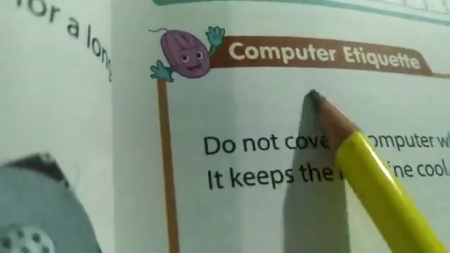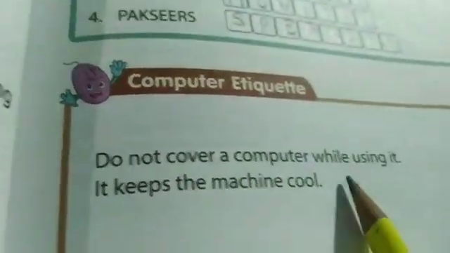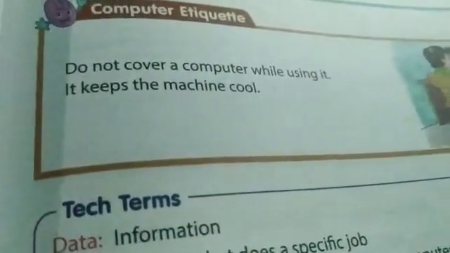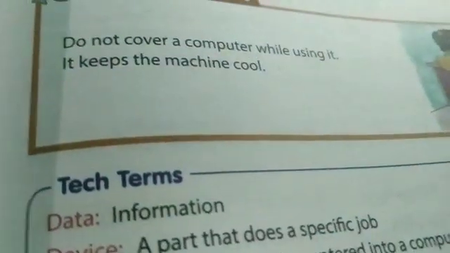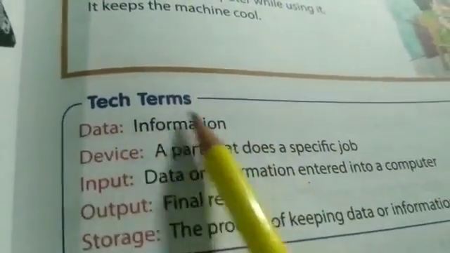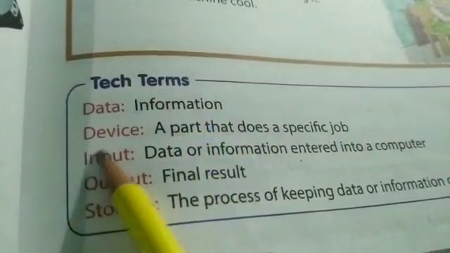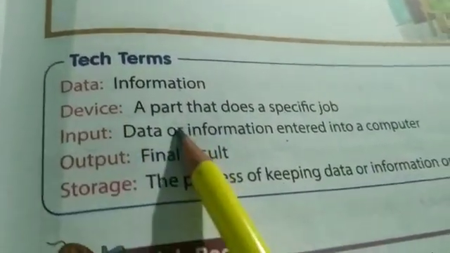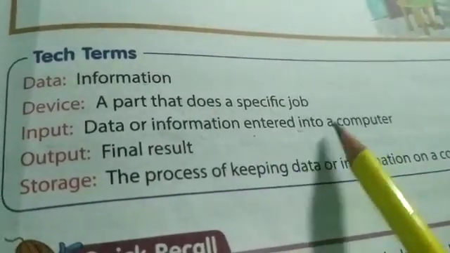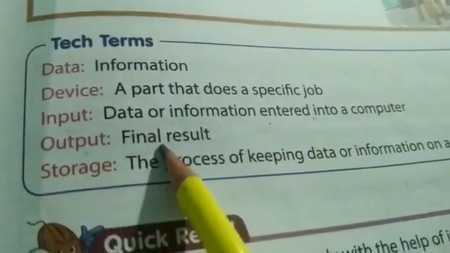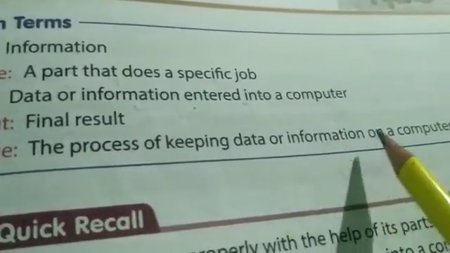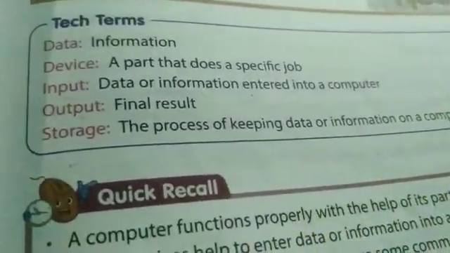Now come to computer equipment. Do not cover a computer while using it. It is a machine. Not covering it keeps the machine cool. Now tech terms. Device: a part that does a specific work. Input: data or information entered into a computer. Output: final result. Storage: the process of keeping data or information on a computer.